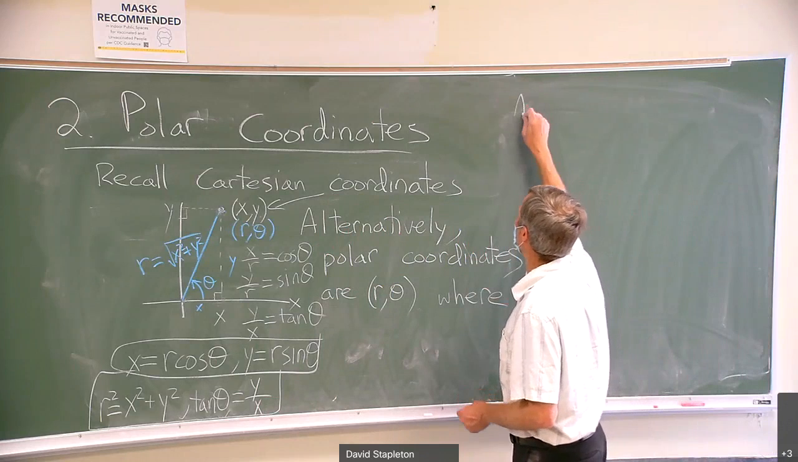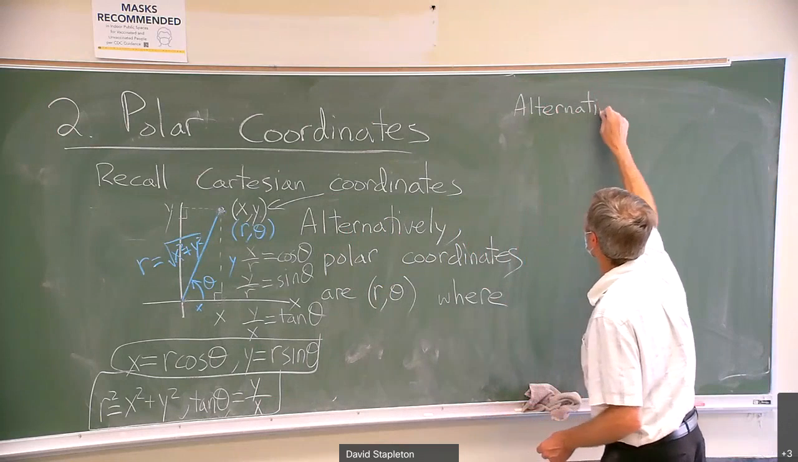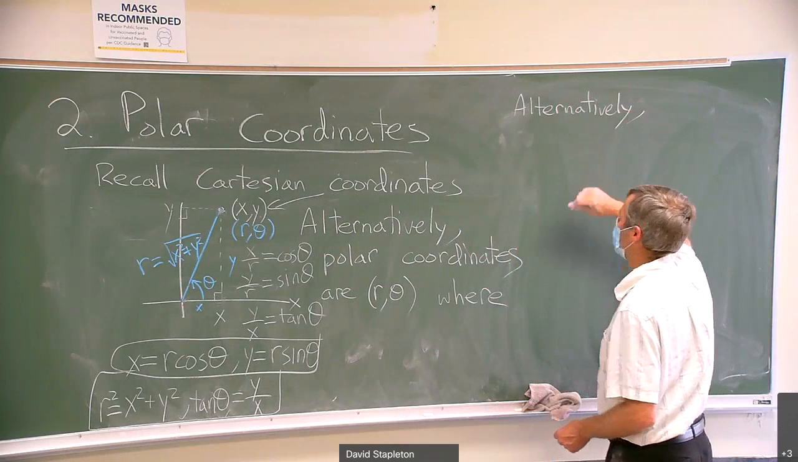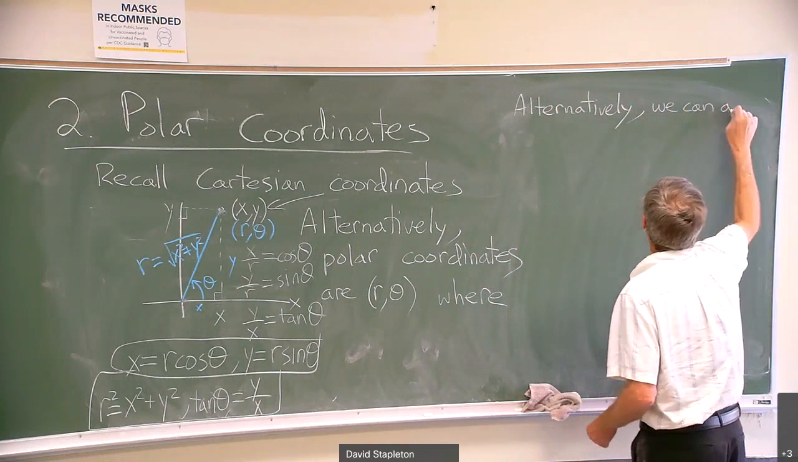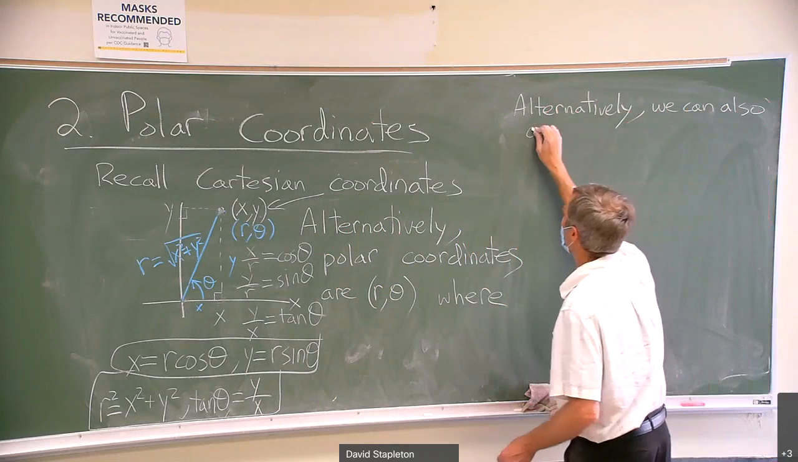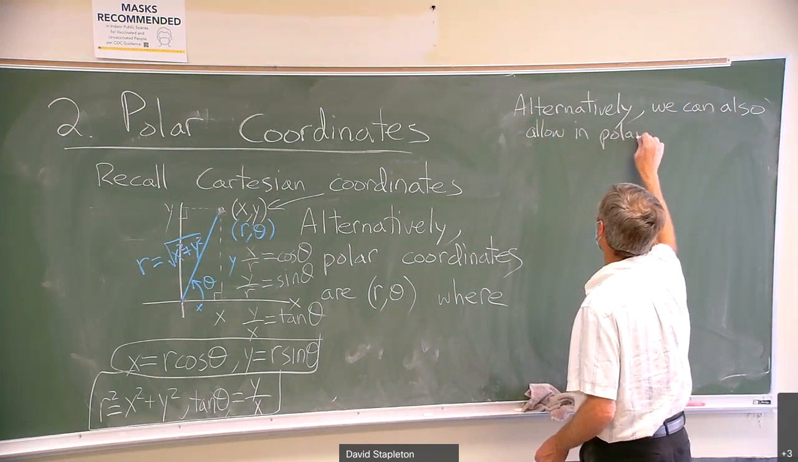There is an alternative that's real convenient in applications. You'd say, why do you want to do this? It makes it more complicated. It's for the applications, really. We can also allow in polar coordinates r negative.